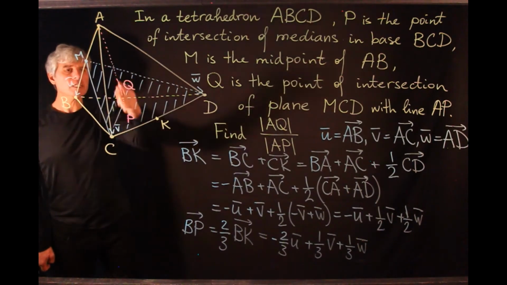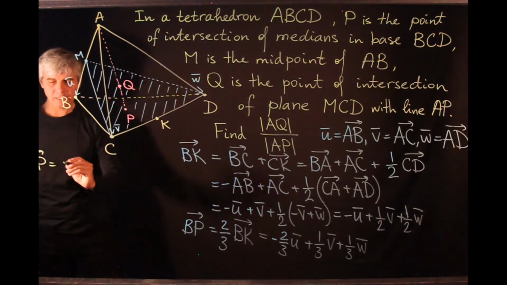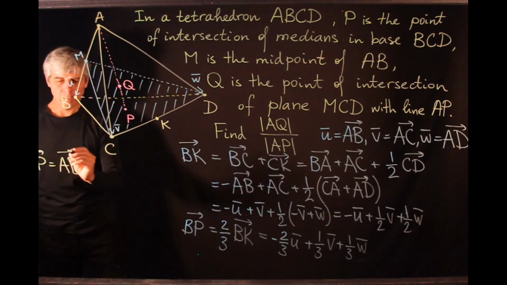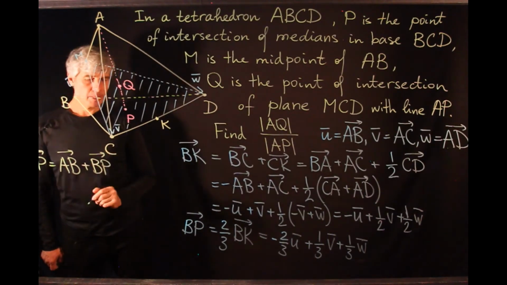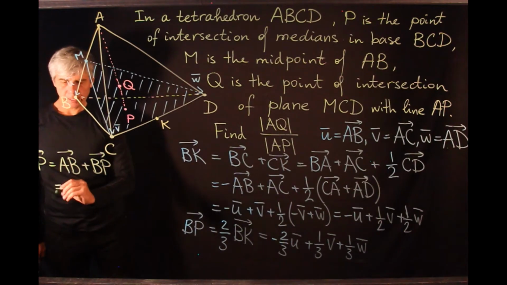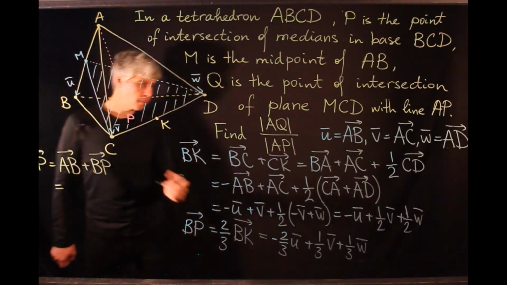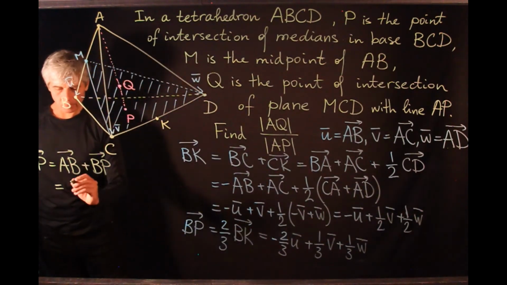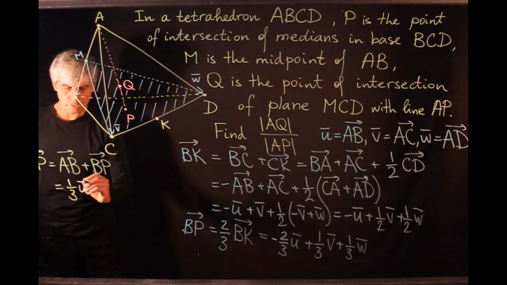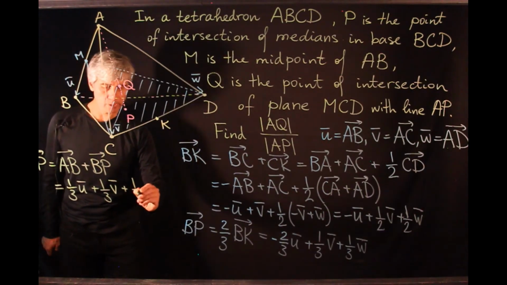Next, we express vector AP. AP can be written as AB plus BP. Now, AB is just the vector u, and the expression for BP is here. So if we put this together, then we get 1/3 u plus 1/3 v plus 1/3 w.